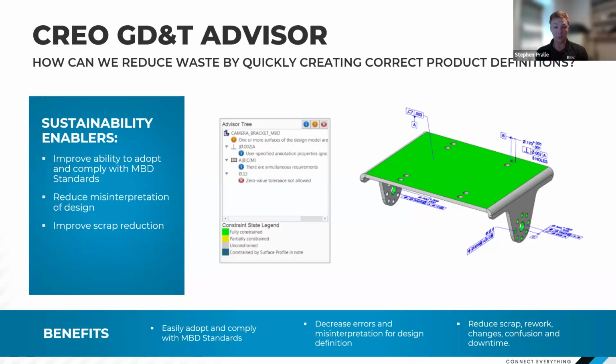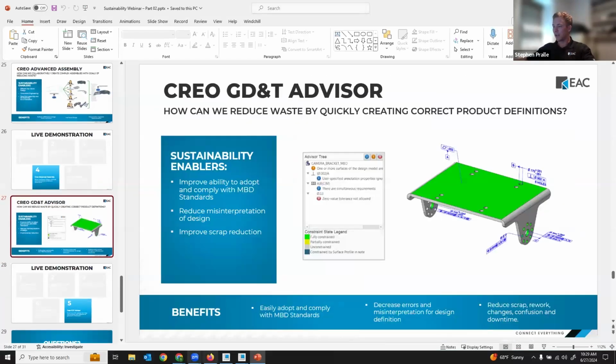This leads to less material waste and fewer manufacturing mistakes, which helps with sustainability by saving resources and reducing the need for rework again. So let's take a look at one example of GDT Advisor and how it works.